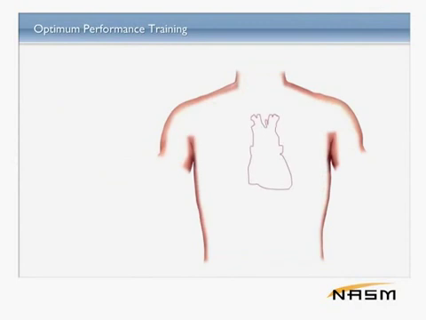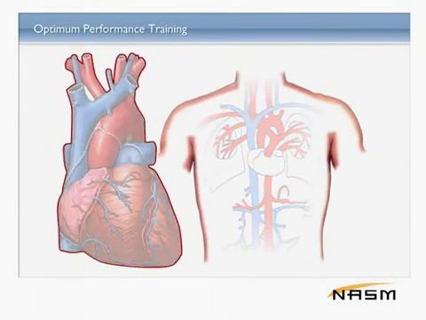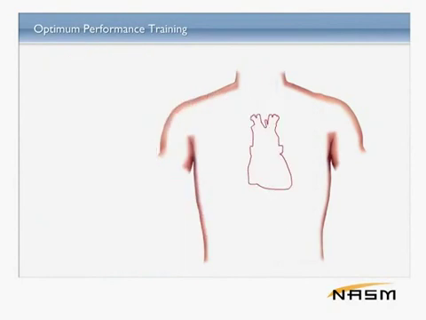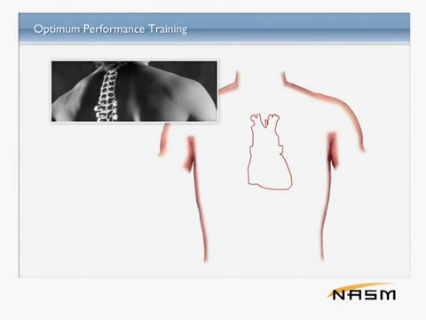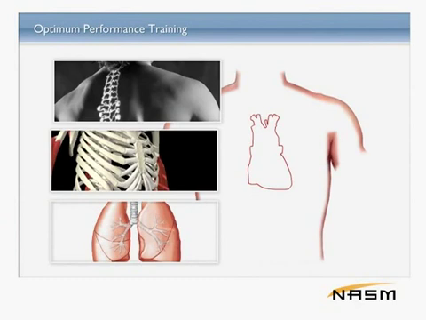Starting with the heart. The heart is a muscular pump that rhythmically contracts to push blood throughout the body. It is positioned obliquely in the center of the chest or thoracic cavity, lying anteriorly to the spine and posteriorly to the sternum. It is flanked laterally by the lungs.